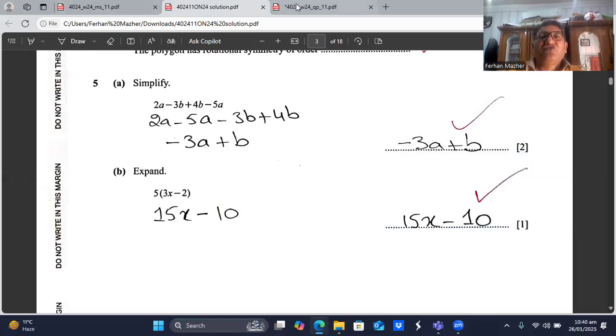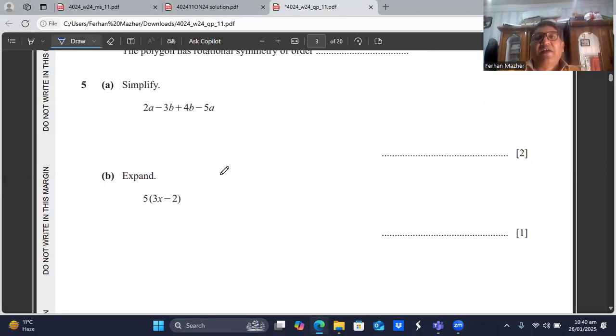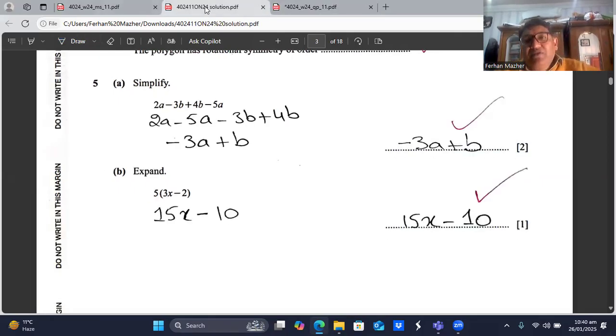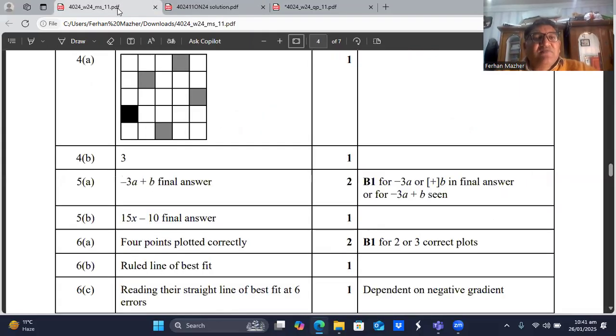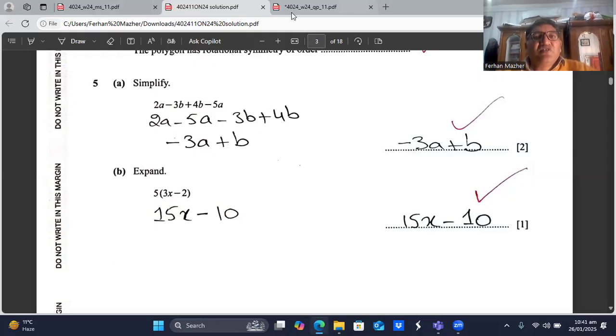Okay, so the next question is to expand. So we have to expand 5 bracket 3x minus 2 bracket close. This 5 is multiplying with that bracket. It will multiply with both the members of that bracket. So you will have 15x minus 10. So my answer is 15x minus 10, which is right. Okay, so this is how we do it.